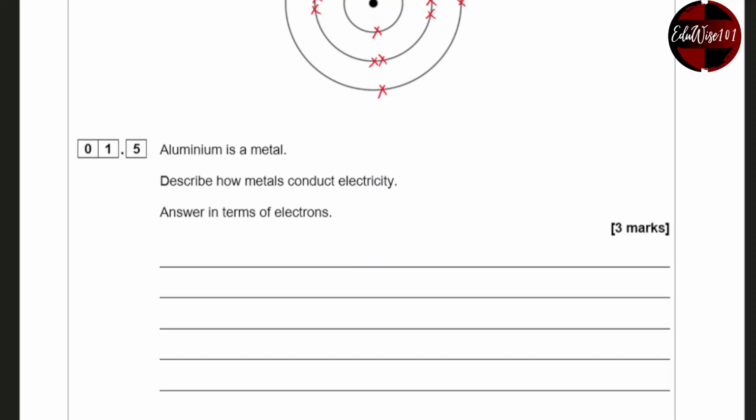Aluminium is a metal. Describe how metals conduct electricity. Answer in terms of electrons. Now, metals have metallic bonding, which means they have delocalized electrons. Now, you have to mention these delocalized electrons in order to get a mark. Right? So, metals have delocalized electrons. Now these electrons have a negative charge and they can move through the metal, hence they conduct electricity.